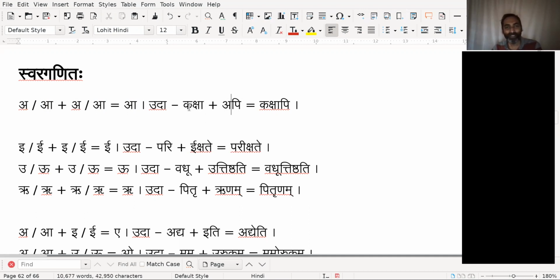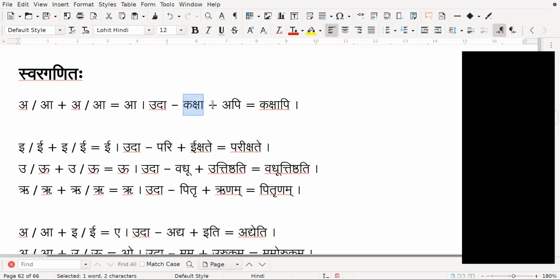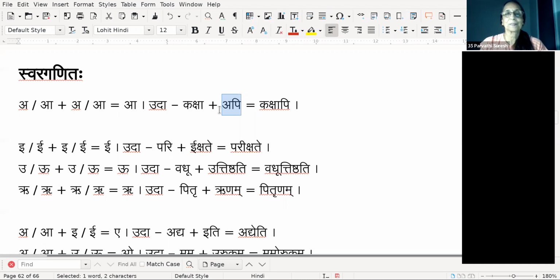So if you see, there is a akara at the end, right? And akara in the beginning of this. So because you're joining the end of this and the beginning of this will join together. So you take out the akara from here, take out the akara from here and replace that by akara. So that will become kakshapi. Kakshapi. Then akara, then pikara. Pakara, ikara, that's all. So it becomes kakshapi.